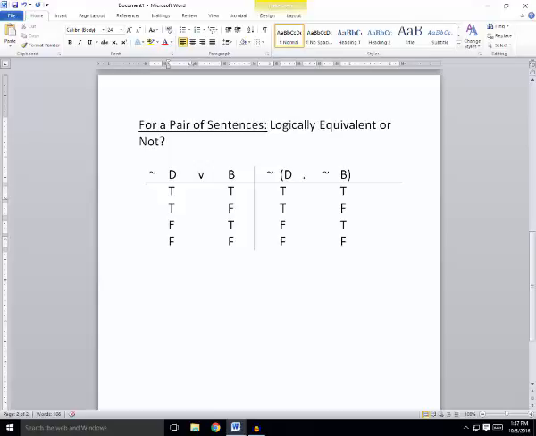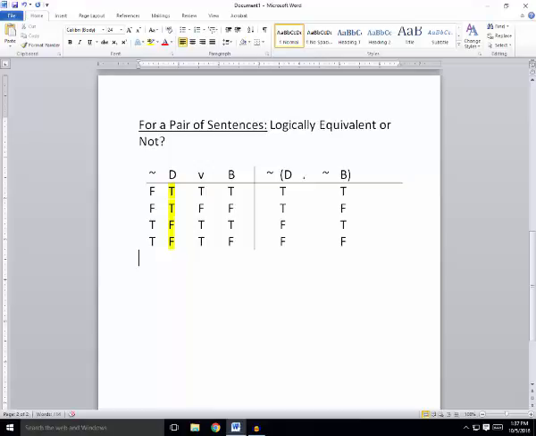Let's start with the sentence on the left, and we have a tilde and a wedge inside the same parenthetical group. The tilde comes first. So we'll do false, false, true, true. And then we use that as the left side of the wedge. The rule for wedge is it's true as long as at least one side is true. So we get true, false, true, true. That's the main operator for that sentence.